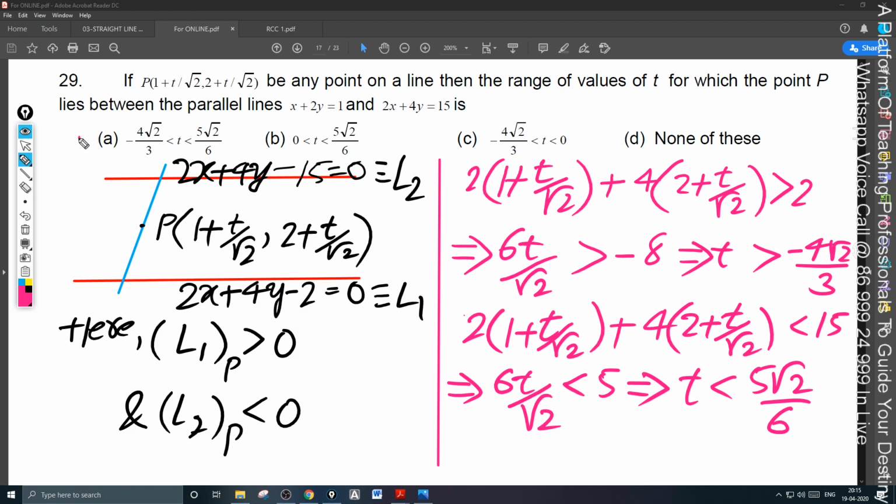This is the answer. This is also not that easy to get the idea. That is option A.